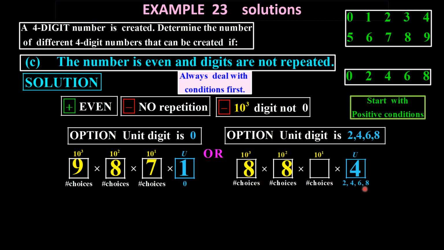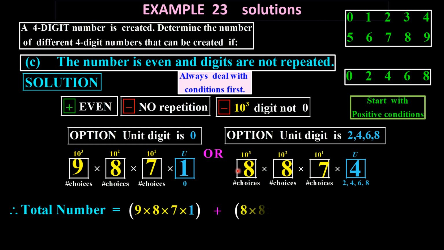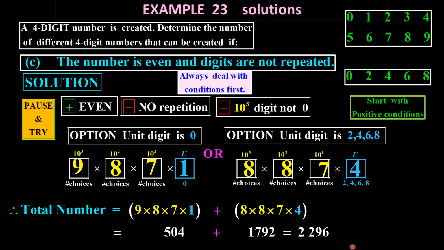I used up 2 of my numbers, so I still have 8 left. I used up 3, so I have 7. And because I have an OR, I'm going to apply the sum rule there. So it's going to be 9 times 8 times 7 times 1. And then I find the sum with 8 times 8 times 7 times 4. That gives me 504 plus 1,792. It gives me a total of 2,296.